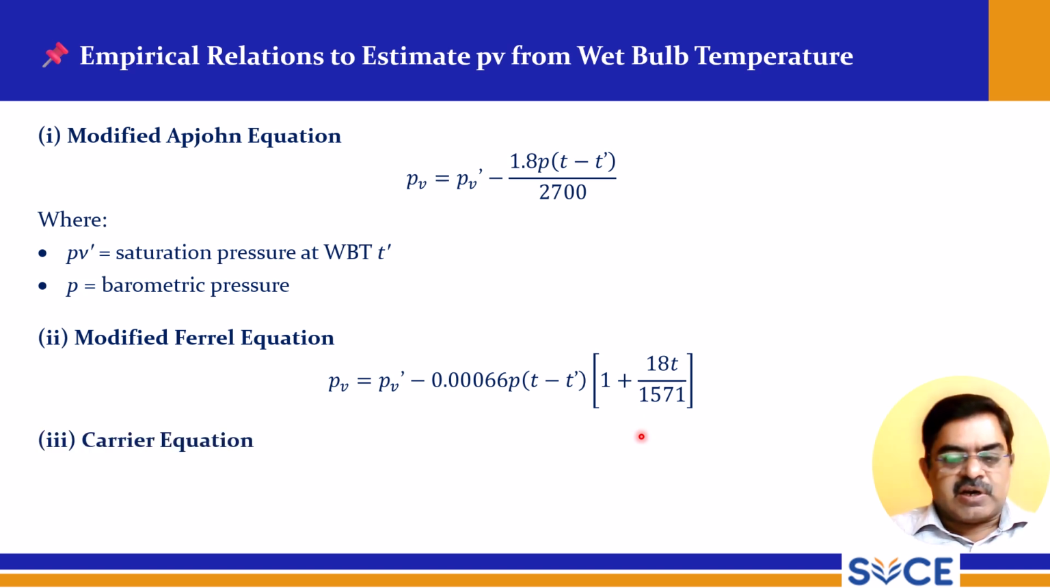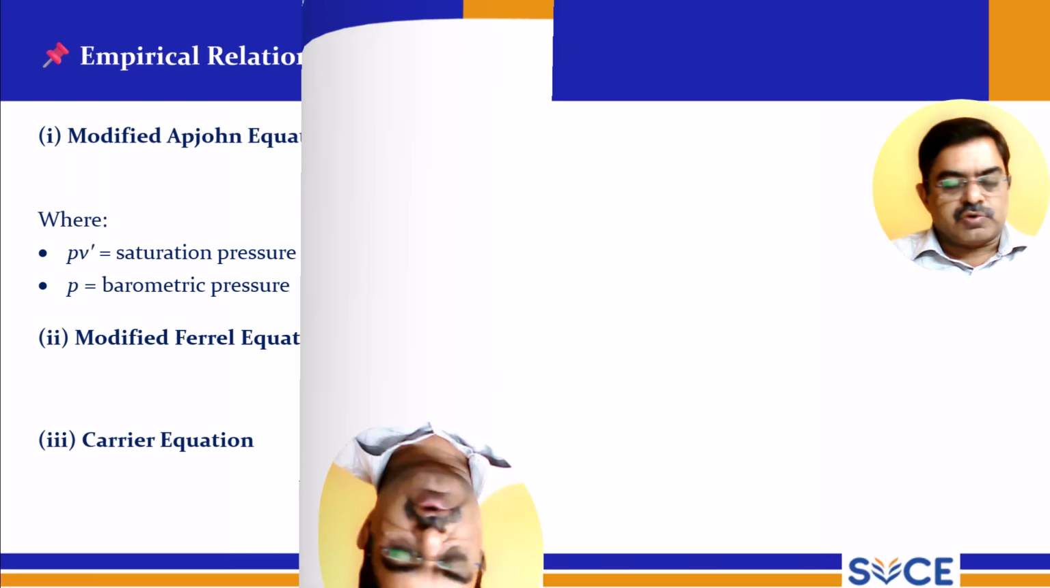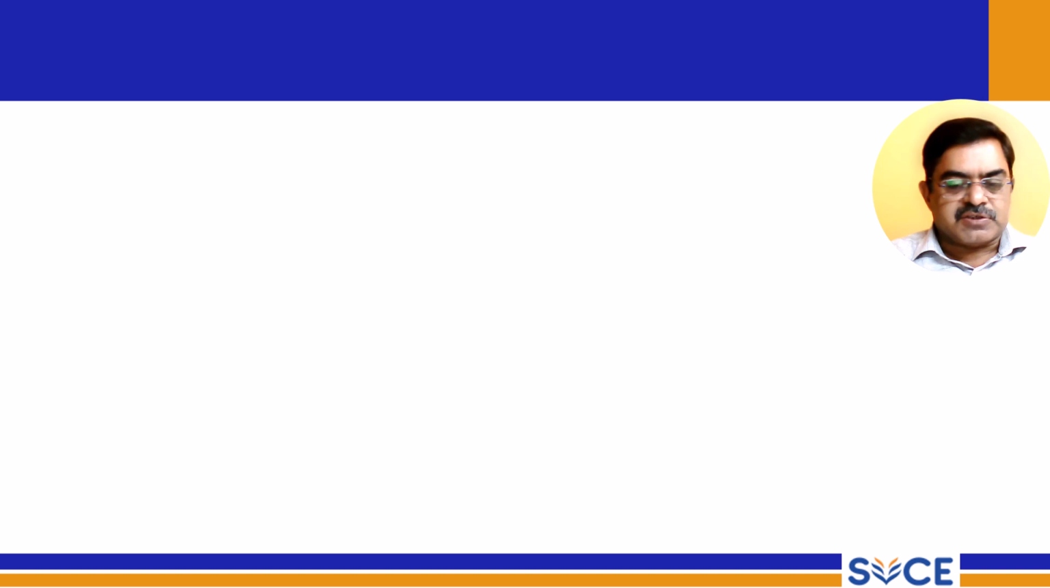So next, another equation we have is the Carrier equation. That is PV equal to PV dash minus (P minus PV dash) divided by (2800 minus 1.3 T) plus 32, into (T minus T dash) into 1.8. So this is the Carrier equation. By all these three equations, we can calculate PV. So please remember all these three equations.